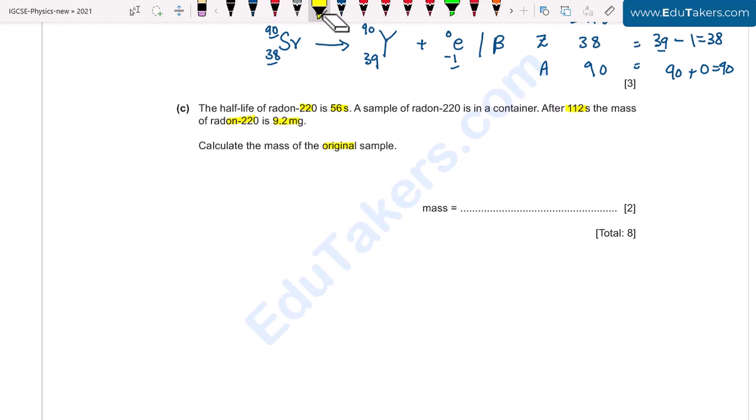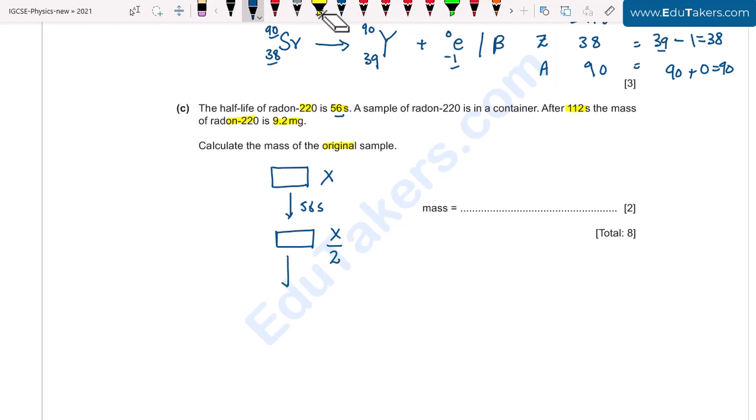So first of all, half-life is the time during which half of the atoms of the radioactive element decay. So here half-life is 56 seconds. If I consider that it's a radon and we have to calculate its original mass, I label it with X. After 56 seconds, when one half-life passes, its mass reduces and it becomes half. It becomes X by 2.